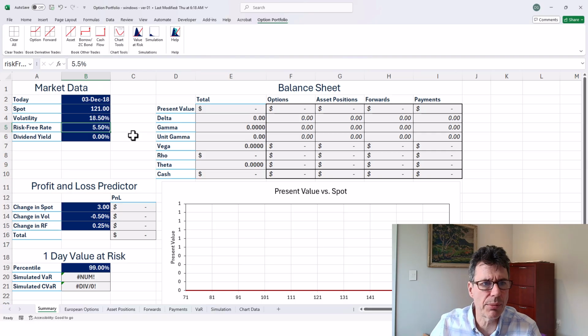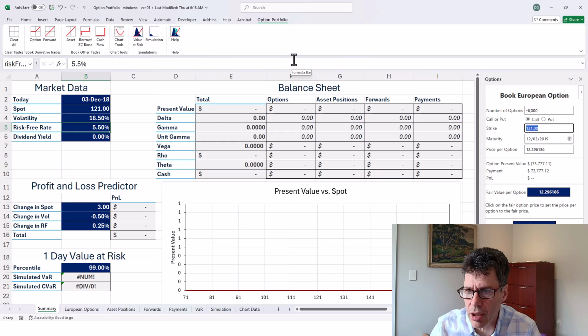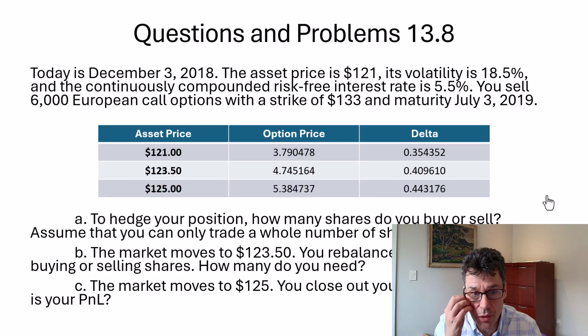So we're going to book some options. We click the option button. The number of options we're booking, we are short. We've sold them, so minus 6,000 call options with a strike of 133 and a maturity of July 3rd, 2019. We're going to book them at fair price, so that's 3.790478.